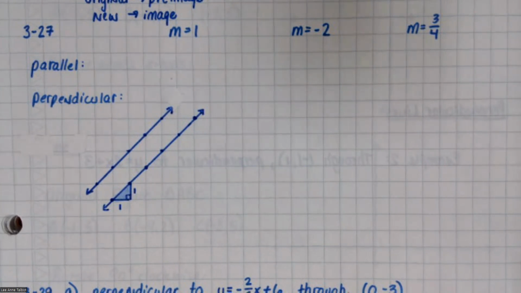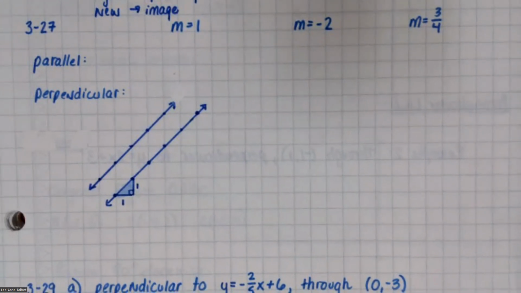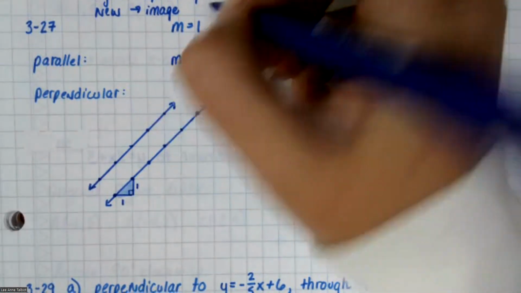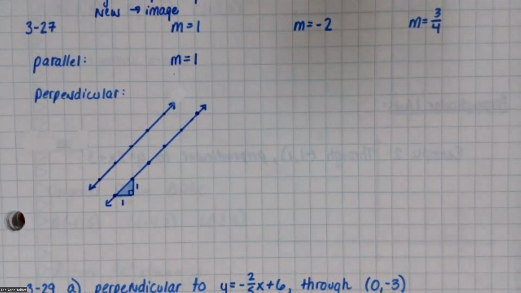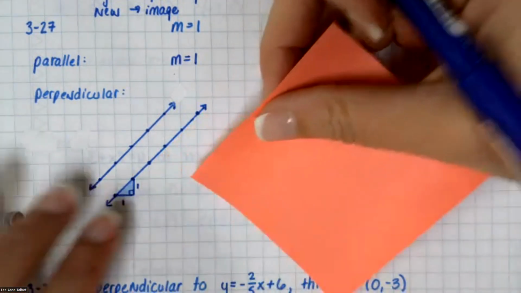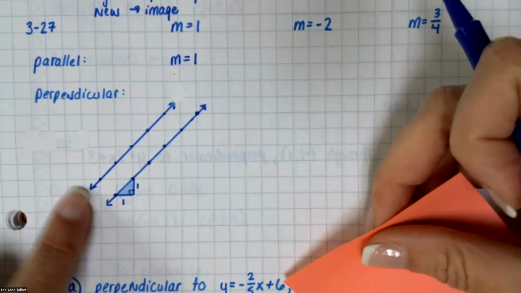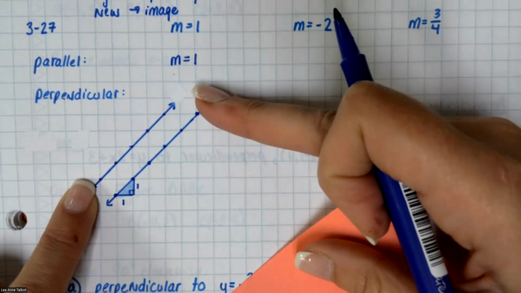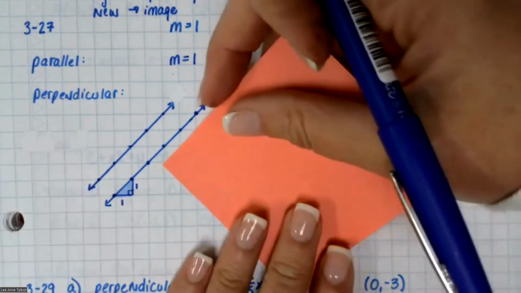Are you guys okay with that vocab parallel right there? Okay, what is the slope of my parallel line? Okay, now what I want you to do is take that Post-it note that I gave you. So first of all, do you guys know that this is a translation? I just shifted it up. You guys know shift, like slide? Okay, now we're gonna rotate.